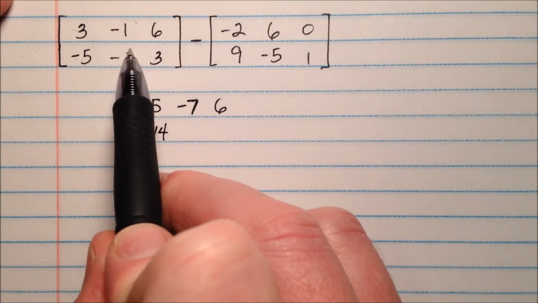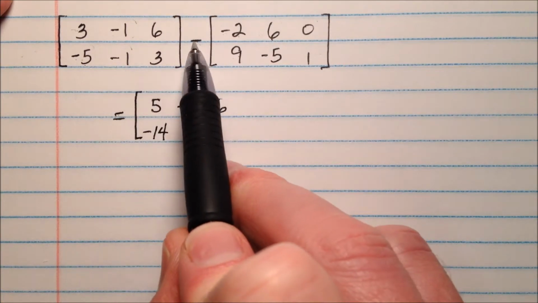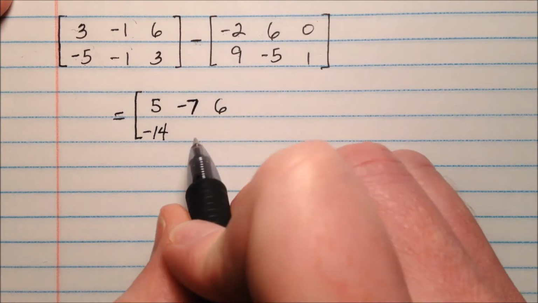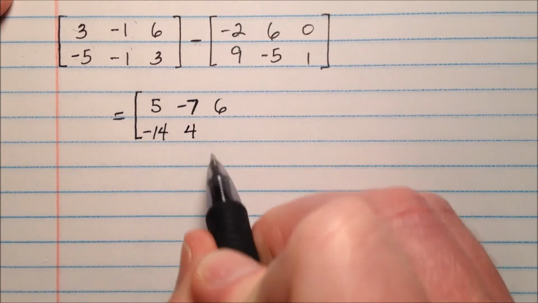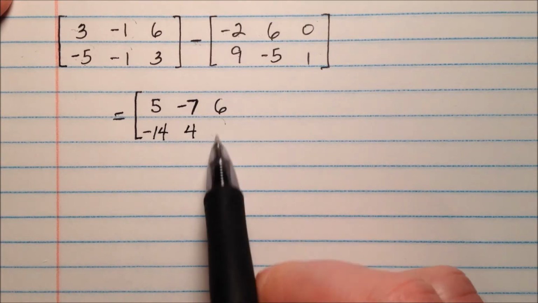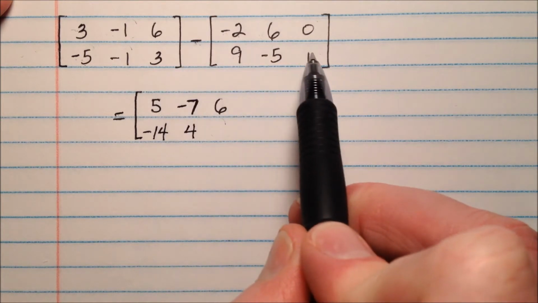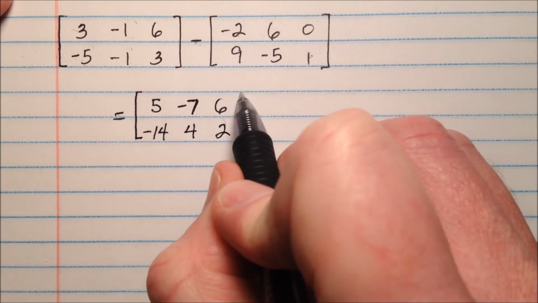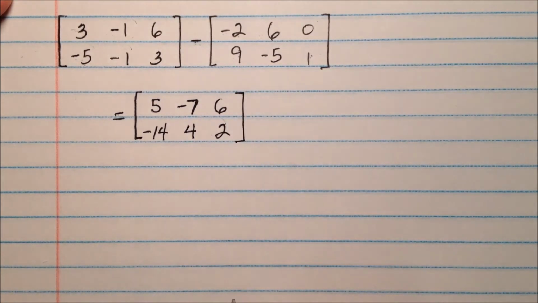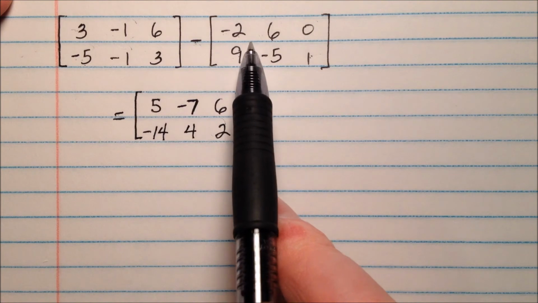Second row, second column, negative 1 and negative 5. Negative 1 minus a negative 5 will be the same as negative 1 plus 5, so that's going to be a 4. And finally, to finish out my second row and my third column here is a 3 and a 1. 3 minus 1 is 2, and that finishes out my answer matrix. And I'm going to go ahead and close it up. So this is what I get when I subtract these two matrices.